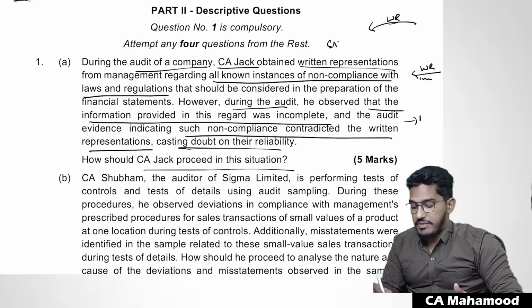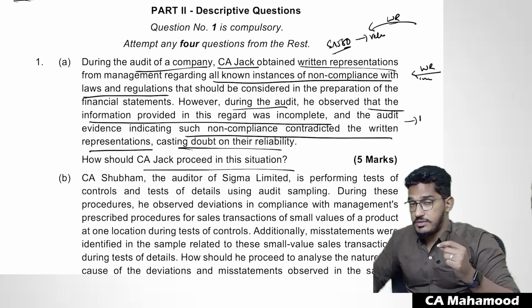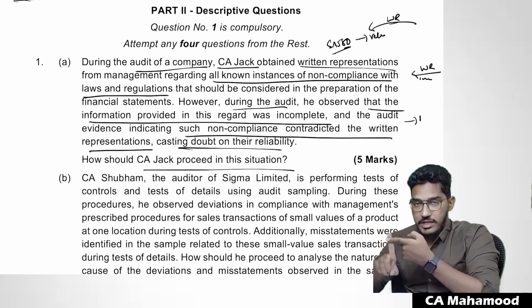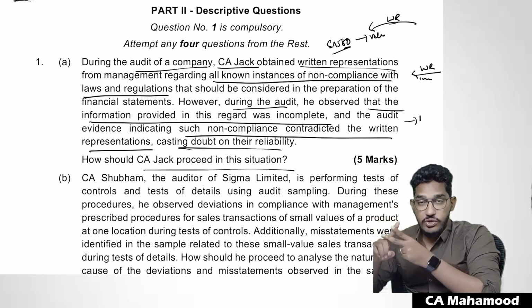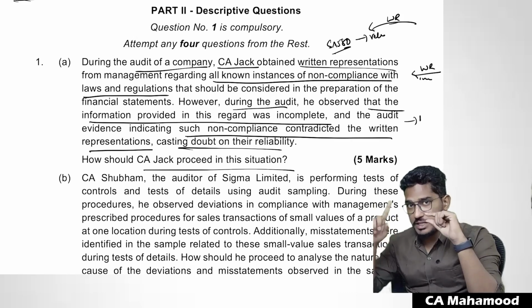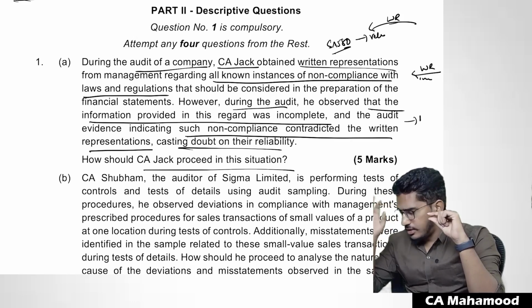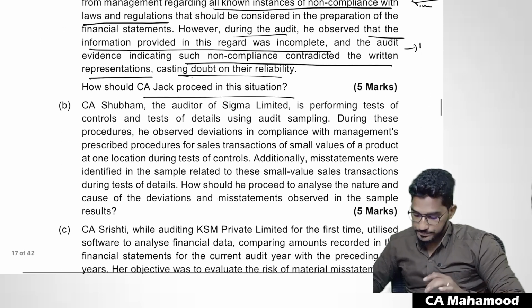So the question is from SA 580. There you will find one paragraph, reliability of written representations. When you have doubts regarding integrity of the management, you get a doubt regarding reliability of written representation. If the written representations are inconsistent with other evidence, you have to resolve that matter. If you finally decide written representations are not reliable, you have to even consider modifications to your opinion and reassess the integrity of the management. This is the summary. So from SA 580, you will find a paragraph, reliability of written representations. That paragraph you have to reproduce.